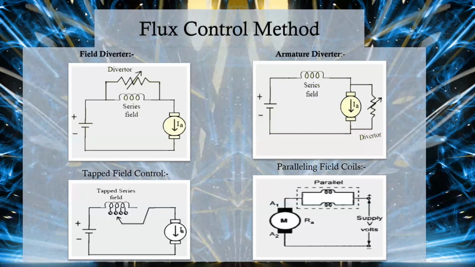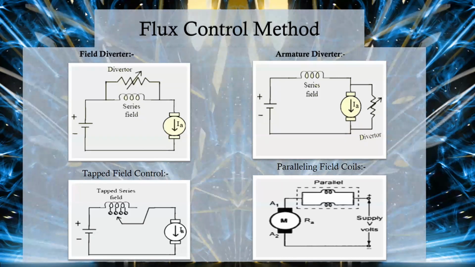Now I will talk about the flux control method for controlling the speed of DC motors. This can be divided into field diverter, armature diverter, tapped field control, and paralleling field coils. Field diverter diverts a portion of the field winding current using a diverter resistor, altering the field strength to control the DC motor speed. On the other hand, armature diverter redirects a portion of armature current through a diverter resistor, adjusting voltage and speed in DC motor control.